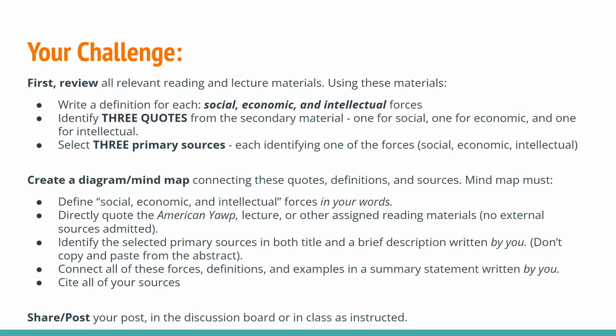So basically, you're writing a definition, and then you're going into what the historians before you have written, and this person agrees with me here, or this person says, this is how I define it. And then you're going to illustrate that with primary sources. You'll select 3 primary sources, each identifying one of these forces: social, economic, and intellectual. Once you've done all that, or maybe as you're doing that, you're going to create a diagram or a mind map that connects these quotes, definitions, and sources.